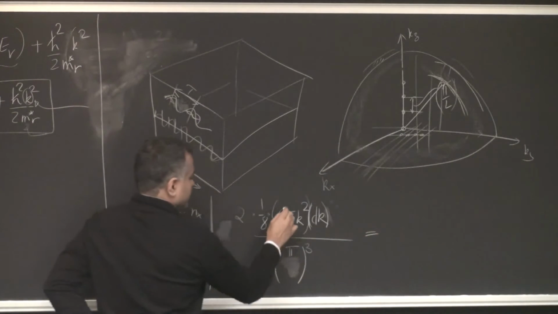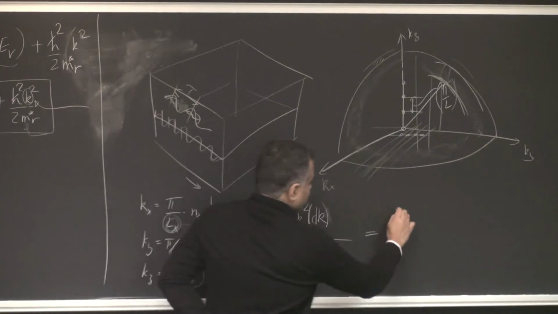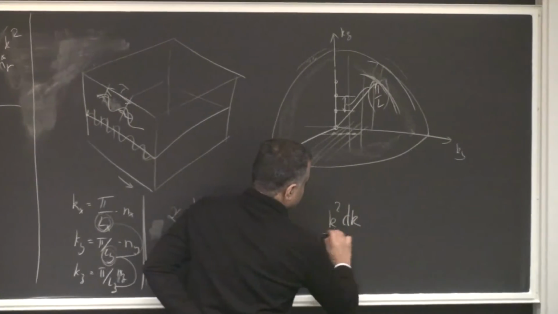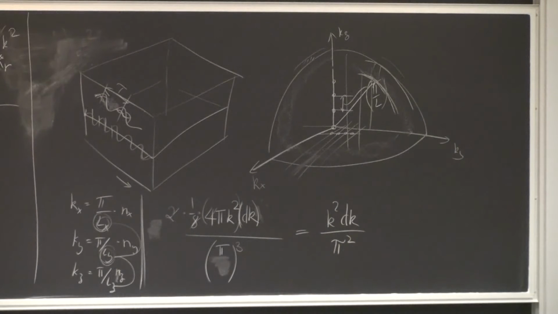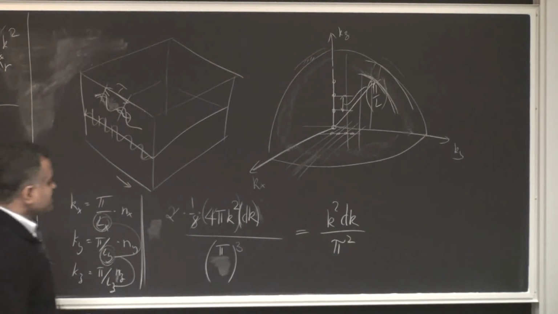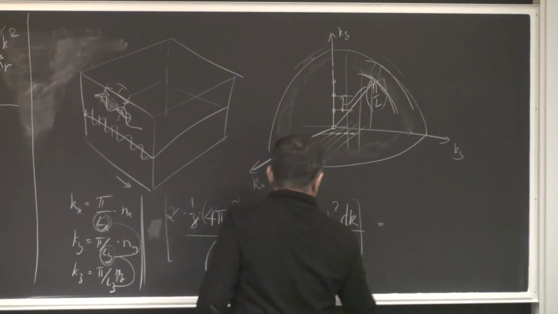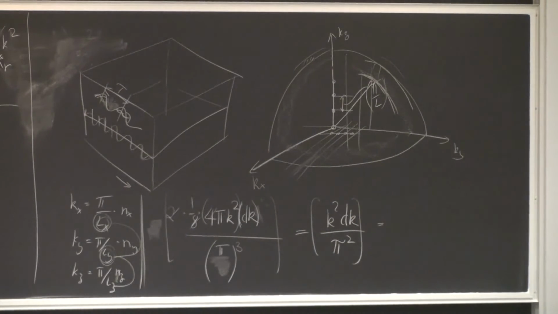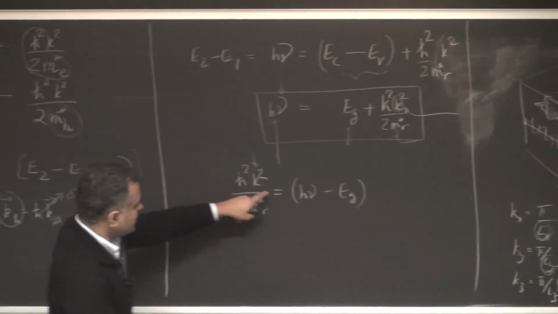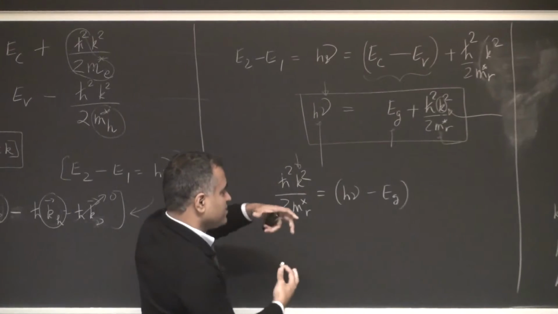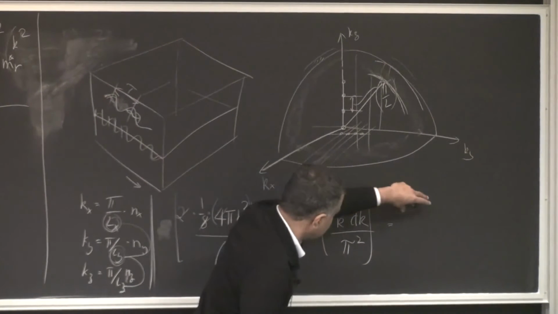And the answer here would be 4, 8, and 2. These things cancel out. You get k squared dk over pi squared. That's a nice and simple answer in k space. So this is the density of states in k space, and as you can see, we are really counting the number of states. Therefore, whether you do it in k space or in energy space, we should get the same total, the same density of states.